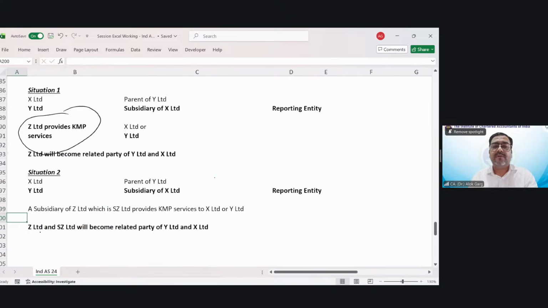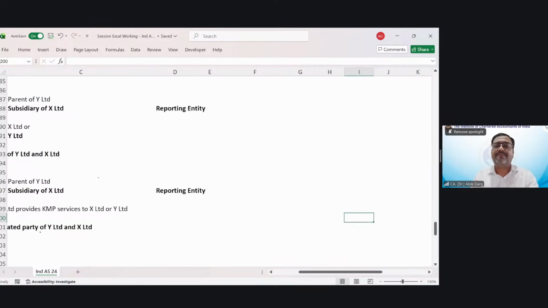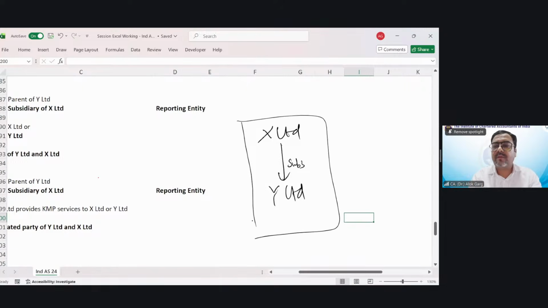Okay. So, friends, here, what is the relationship? Let me tell you. Here, X Limited is there. Y Limited is there. So Y Limited is a subsidiary of X Limited. Okay. So they both are group. These two entities are the group entities, yes.